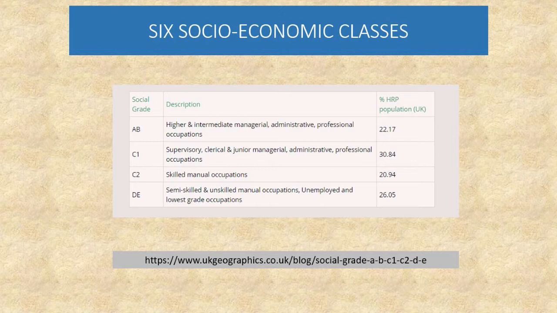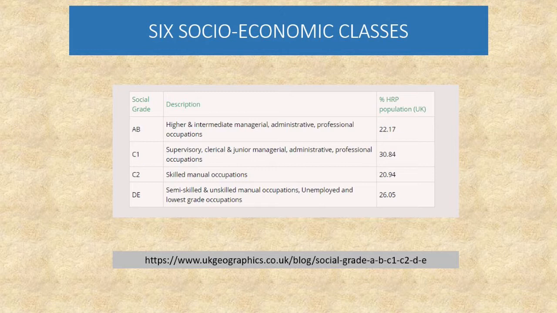So you'll notice that A, B, these are the higher and intermediate managerial, administrative, professional occupations. So me, university lecturer, officially, I'm in class B. Class A is like the landed gentry, the lords and ladies, the elite, the royal family. I guess celebrities and footballers who earn inordinate amounts of money. People who work in the city who earn, okay, in my opinion, they don't earn it. They get paid it. It's not the same as earning it. They get paid seven-figure sums for basically buying and selling money. Okay, so that's A's and B's.